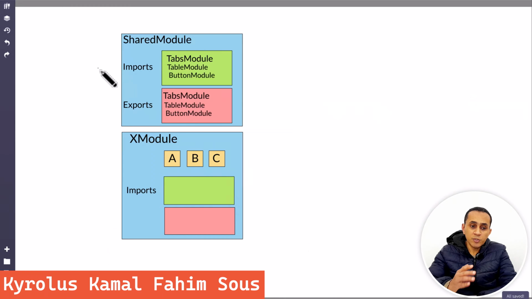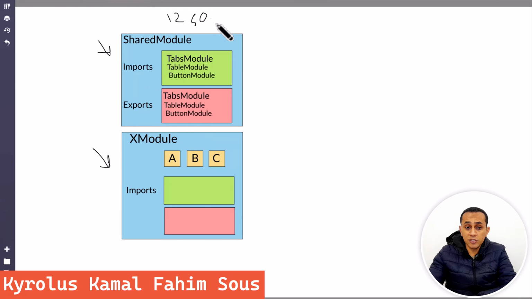Let's see this. Suppose we have a shared module and an X module, and suppose we have 12 modules inside the shared module, and the size of each module is about 50 kilobytes, which means the total size of the shared module will be 600 kilobytes. We have 12 modules, but I just wrote the names of these three because I need them in this example. And suppose that the X module has three components, A, B, C.